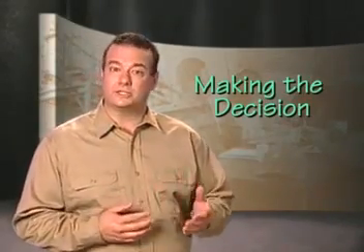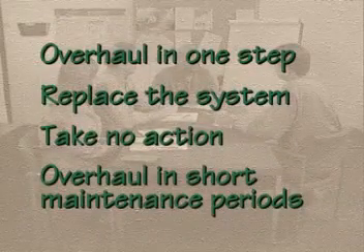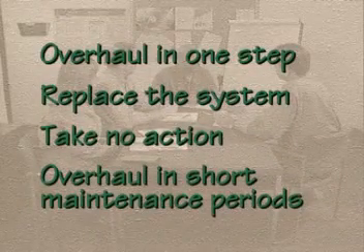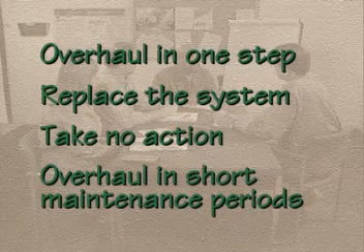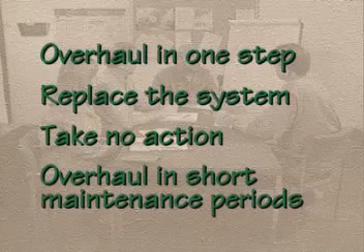In our example, the brainstorming session has generated 4 alternatives: overhaul the system in one step, replace the system, take no action for now, and overhaul the system in a series of short maintenance periods. We'll divide the process of making the decision into 4 main steps. First, determine which solutions will meet the stated goal. Well, let's go down the list to see which of these alternatives will allow us to reach our goal. Replacing the system should accomplish the goal once the work is completed. And I think we'll all agree that a complete overhaul will also get the system into a more reliable condition that will meet our goal.